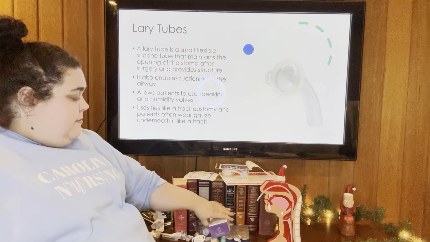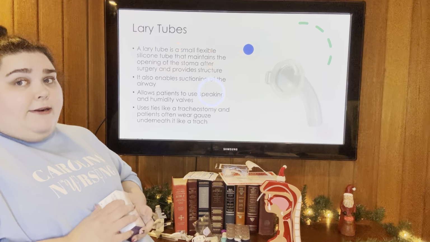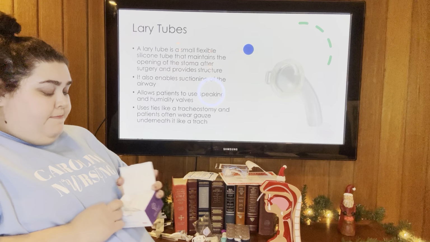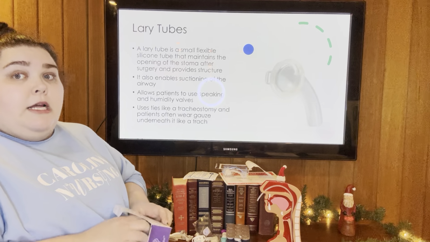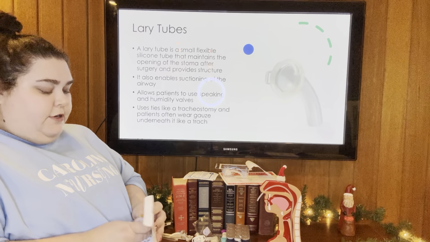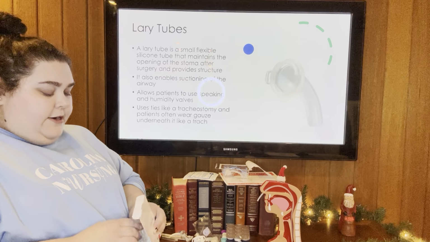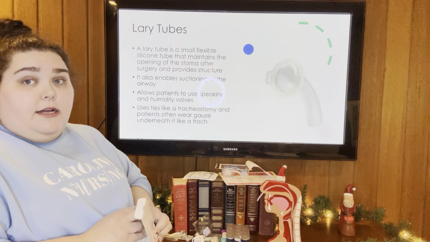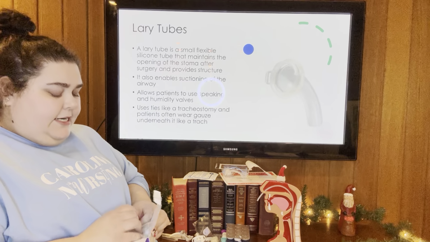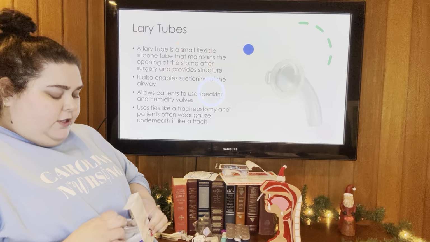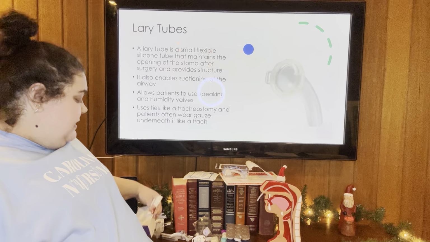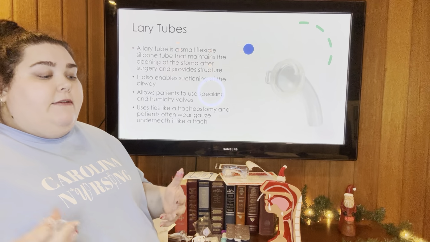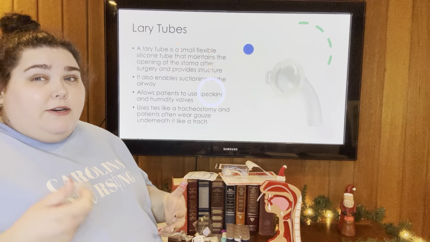So laryngectomies use a Lary tube. This is similar to a trach, but it is not the same. They are not interchangeable. They are distinctly different things. So the Lary tube is going to sit in the trachea in the same way that a tracheostomy does, but these tubes are a little bit different because it's really just providing some structure to the anatomy there and giving a pathway for us to suction without irritating the skin.